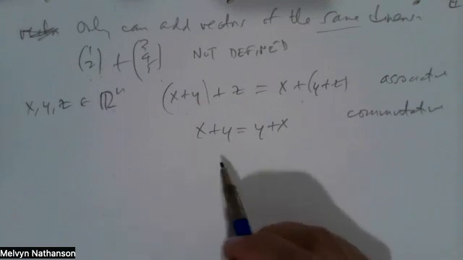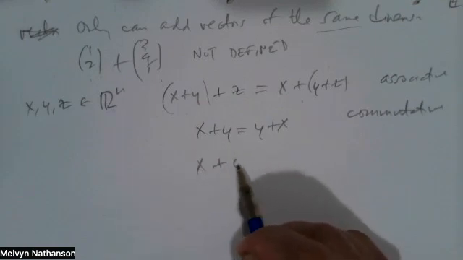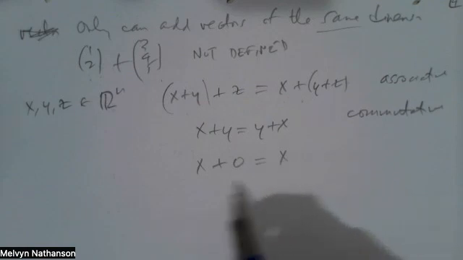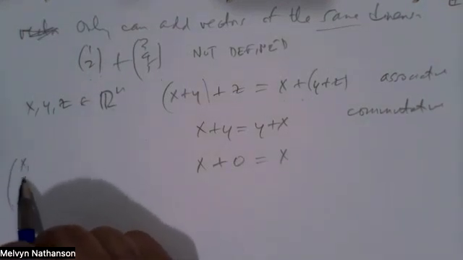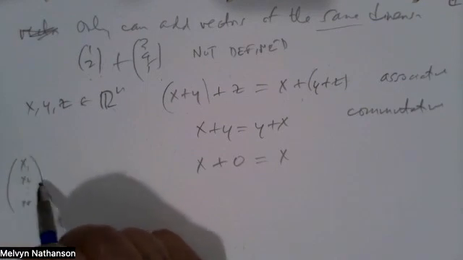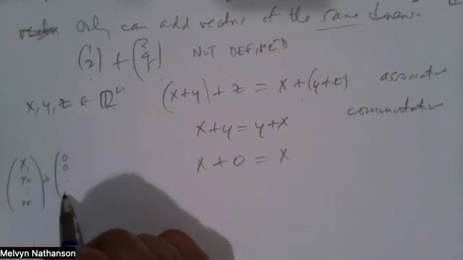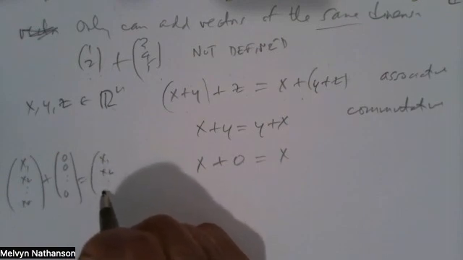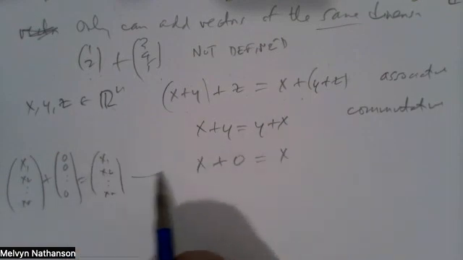There's also the zero vector. If you add the zero vector to any vector x, you just get back x. That's clear because if you take x1, x2 down to xn and add the vector which is all zeros, you're just adding 0 to each coordinate, so you don't change any of the coordinates.